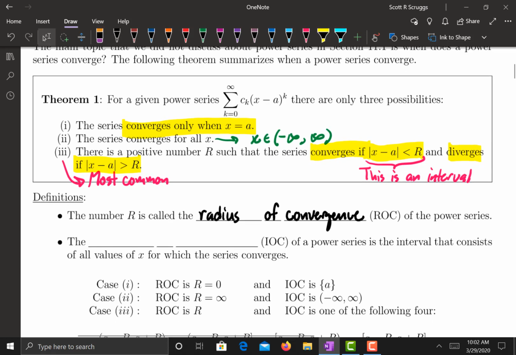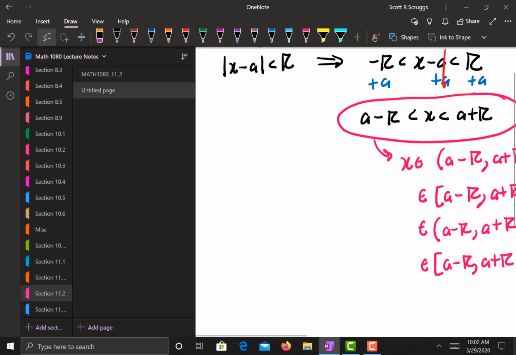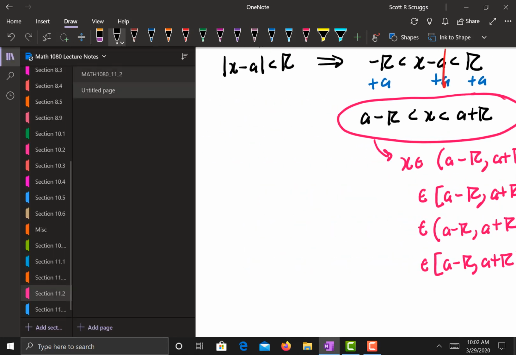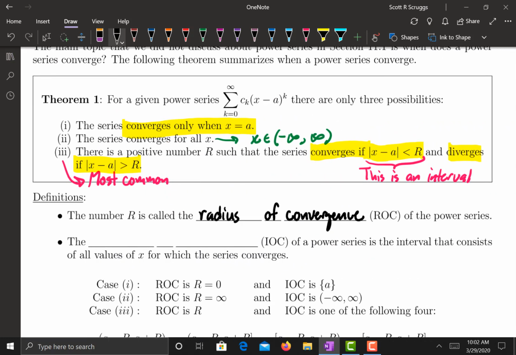Now, the work that we did in this page to get which intervals x is, that interval also has a special name, and that is called the interval of convergence, which in this session I will abbreviate as IOC. That is the interval in which all values for x will converge.